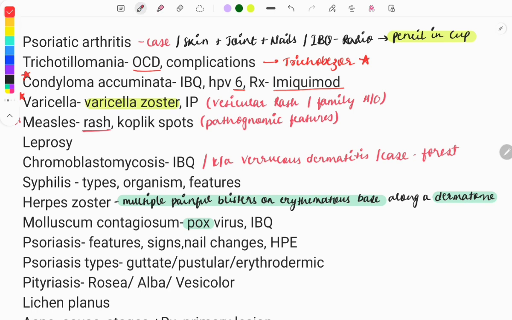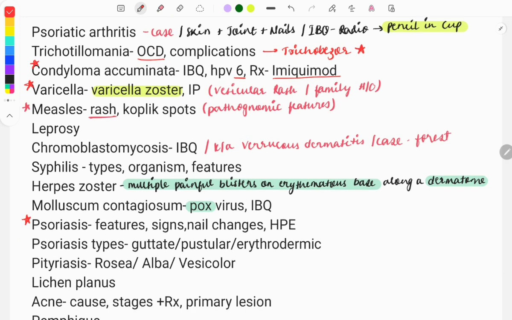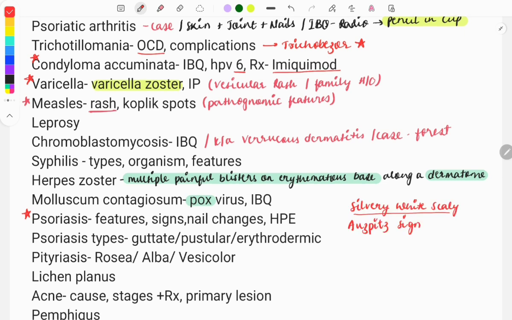Now moving on to another very important topic asked in dermatology, psoriasis. So questions are asked on the signs, features, the name changes. Let's see them. The classical finding of psoriasis is silvery white scaly lesion, and image-based questions are asked. They will give you this white scaly-like lesion and ask you to make the diagnosis.